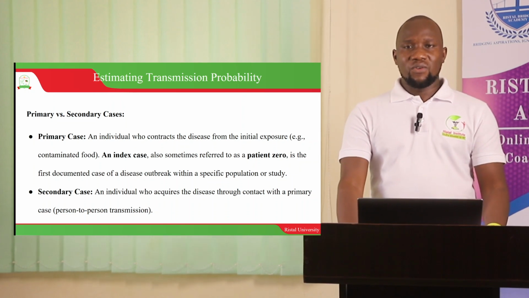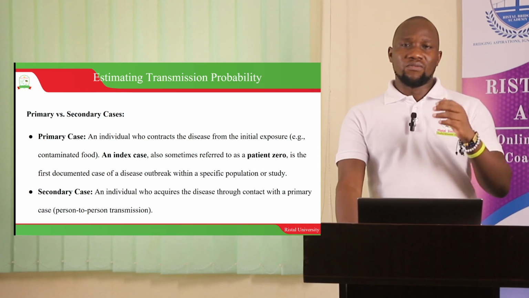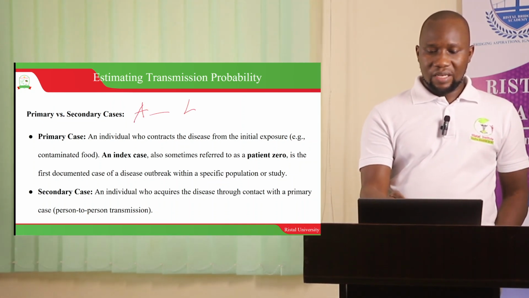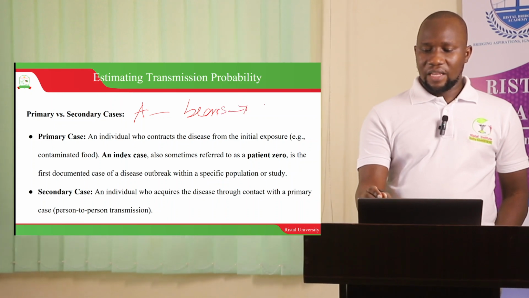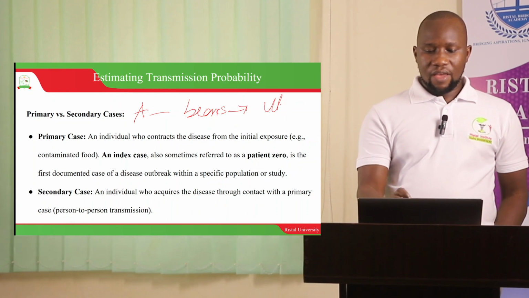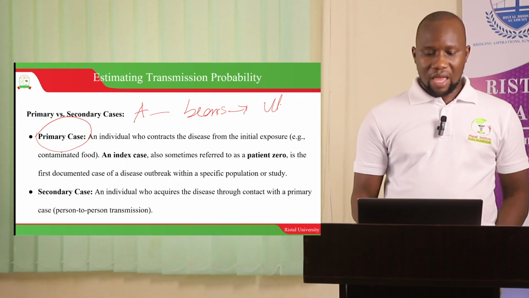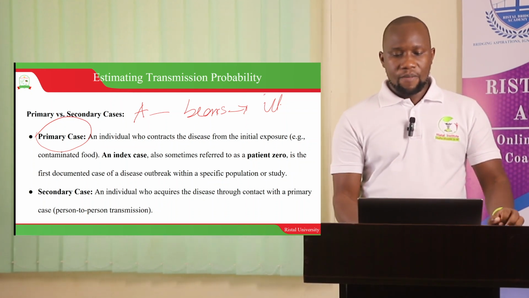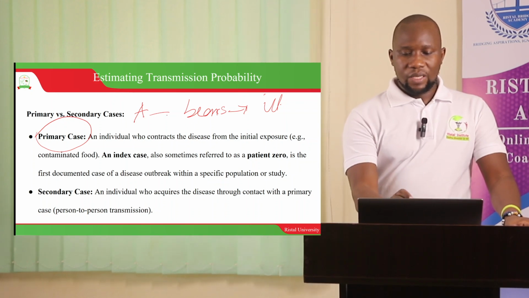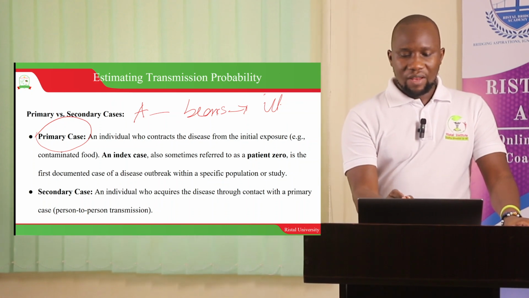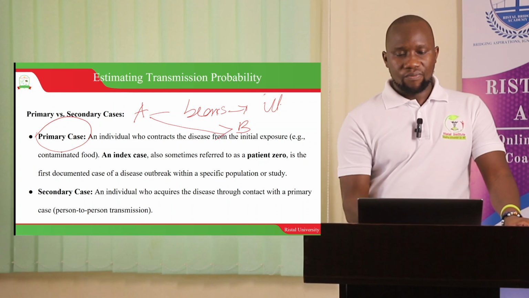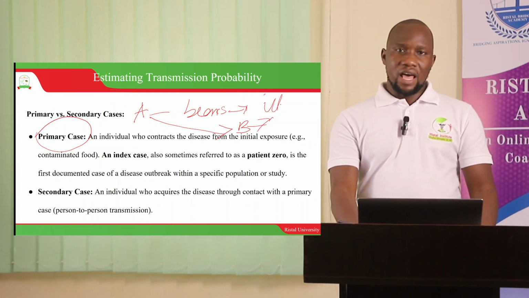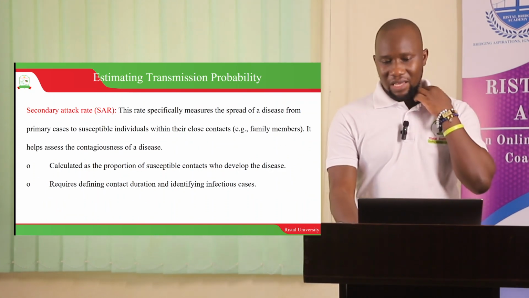And then the secondary case, we are referring to individuals that get the infection from other contacts. Okay, so you have patient A ate beans and then got ill. And so we are referring to this as the primary case or the index case or patient zero. And then, if this condition is actually contagious, you have another person B who got the case from A. So we call this one the secondary case. So we have attack rate, and then we have secondary attack rate, which we shall look at here.